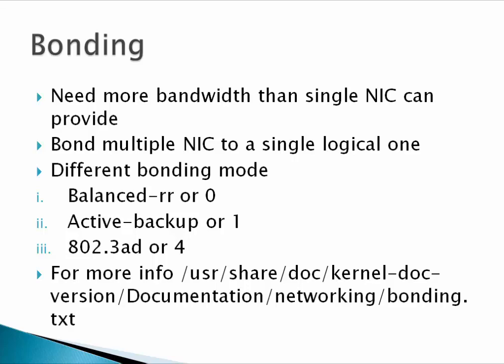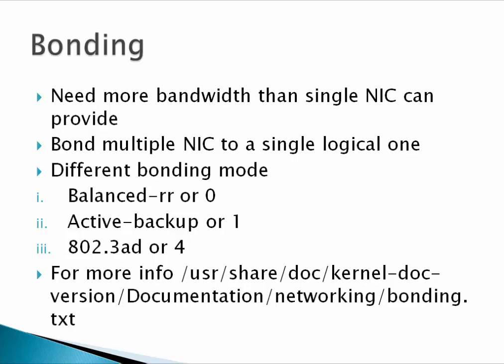So to address this kind of issue, we have bonding, which means we can bond multiple network interface cards into a single logical card, and the behavior of this bonding interface will depend upon the bonding mode we have selected. We have different bonding modes. For example, balance-rr, or mode 0, in which packets are sent in round robin fashion using all the network interface cards on the bond. For example, you have ETH0 and ETH1 cards which you have used for bonding.